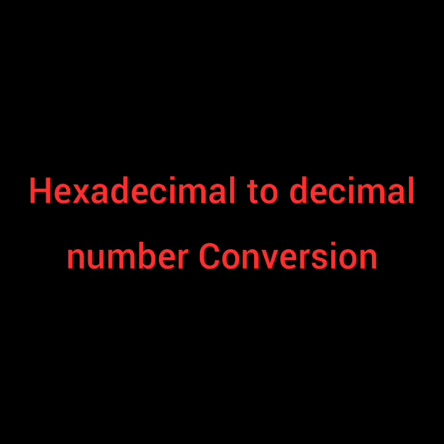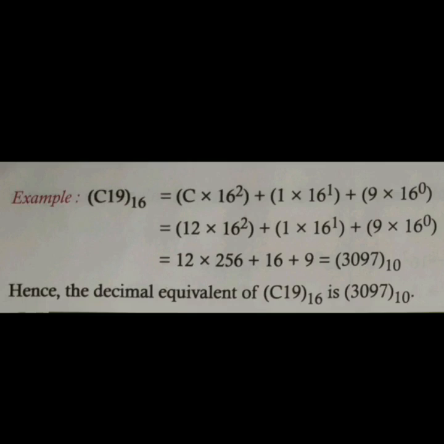Now see how to convert hexadecimal number system into decimal number system. Let us take an example from our book. Write down the hexadecimal number C19 in step 1. Then multiply all the alphanumeric values with 16, because 16 is the base of the hexadecimal number system. Then write down the value of C, that is 12, and put the power from the right hand side: 16 to the power 0, 16 to the power 1 and 16 to the power 2.